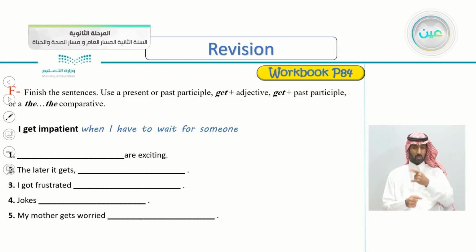So you can write anything as long as you are using any of the lessons from this unit. The present participle or past participle, get plus the adjective or plus the past participle, and the comparative. So here, I get impatient when I have to wait for someone. So number 1, are exciting. Try to complete this gap using any of these lessons.